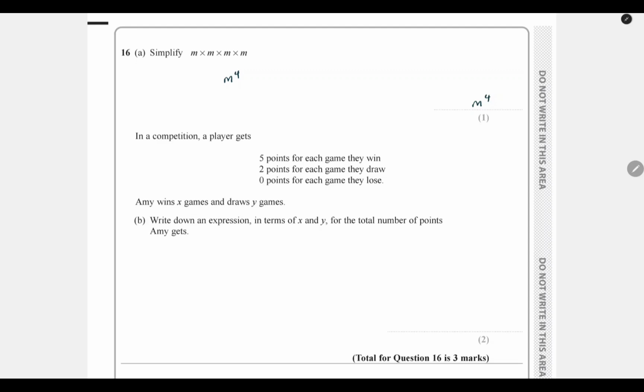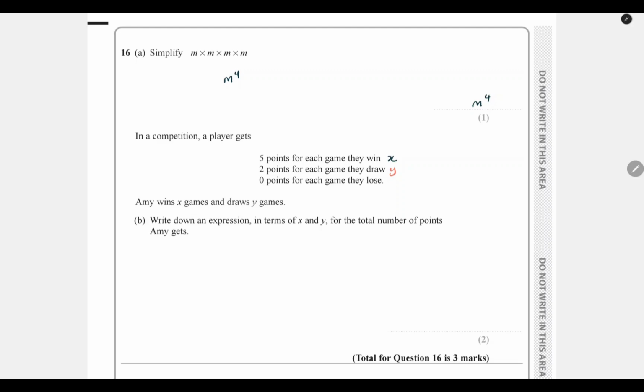Question B says, in a competition, a player gets 5 points for each game they win, 2 points for each game they draw, and 0 points for each game they lose. Amy wins X games and draws Y games. Write down an expression in terms of X and Y for the total number of points Amy gets. So we know that a win is X, so we can label a win X. And again, from the question, we know that a draw represents Y. And so we can call that Y.